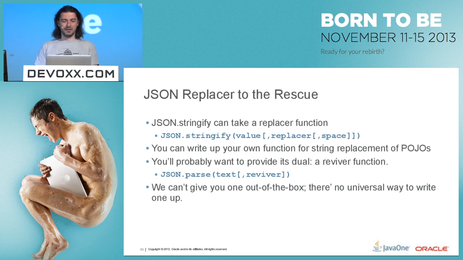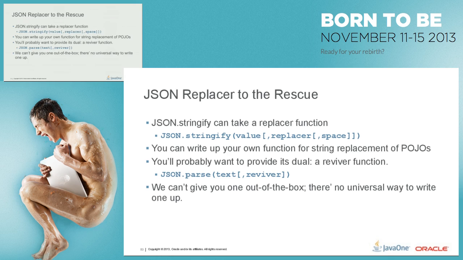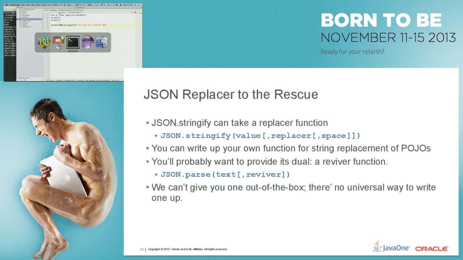Oh well. Now, the thing is, you can sort of do it because JSON.stringify and parse methods actually take 2 additional parameters. Actually, stringify takes 3, which is for handling of space, but let's ignore that one. So stringify takes a replacer function that you can use to replace any value, including custom objects such as POJOs. You can replace it with an alternative rendering. And then you can write the dual of that function and use it in the parser as a reviver. And that's pretty much what you can do.